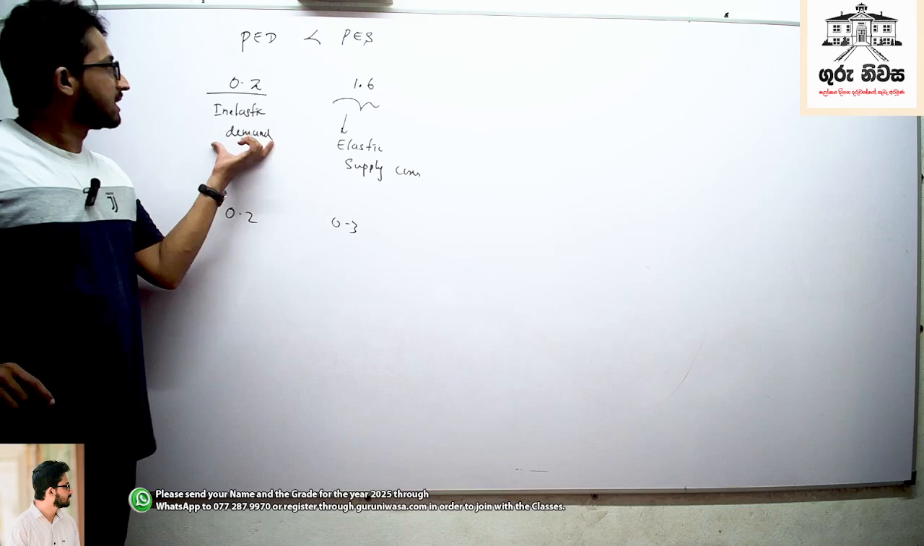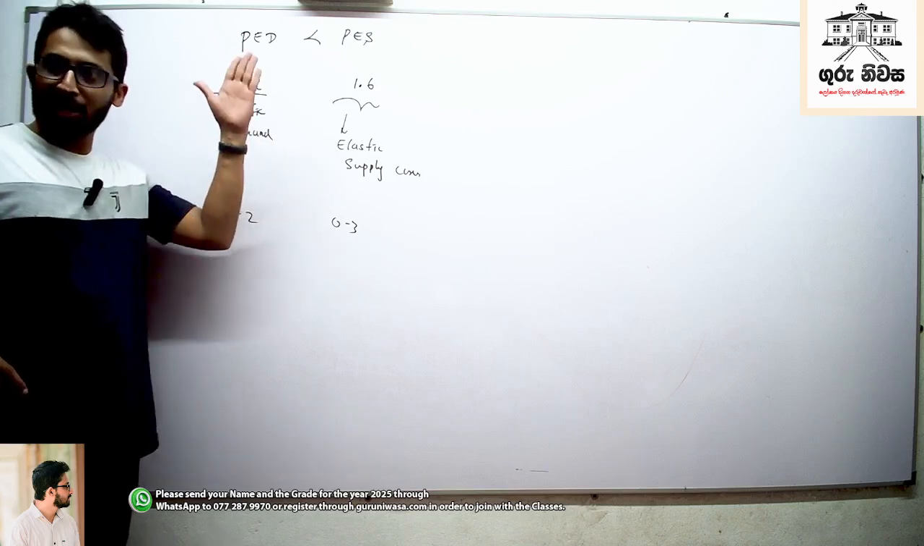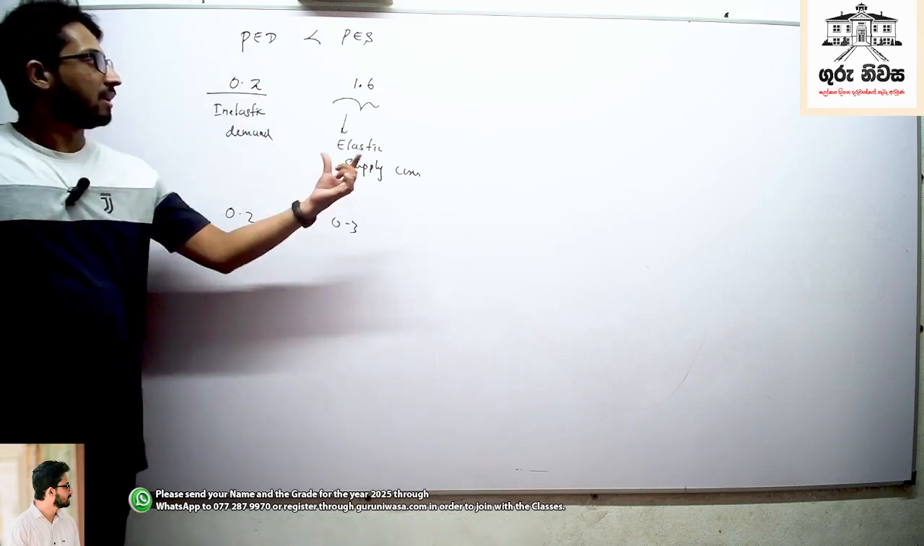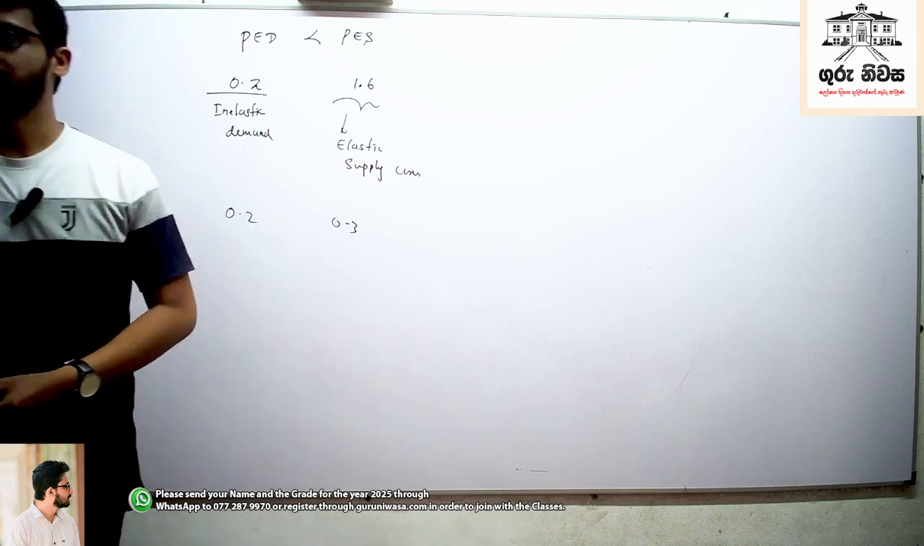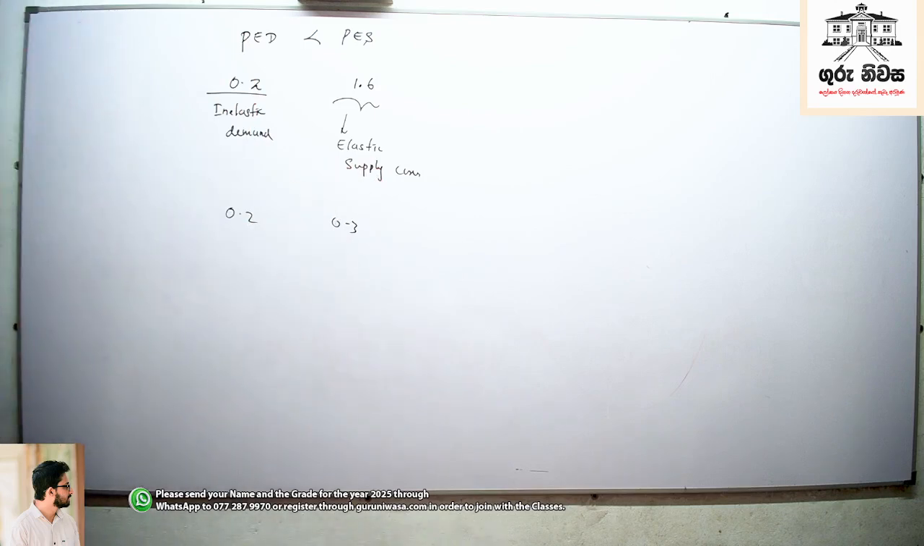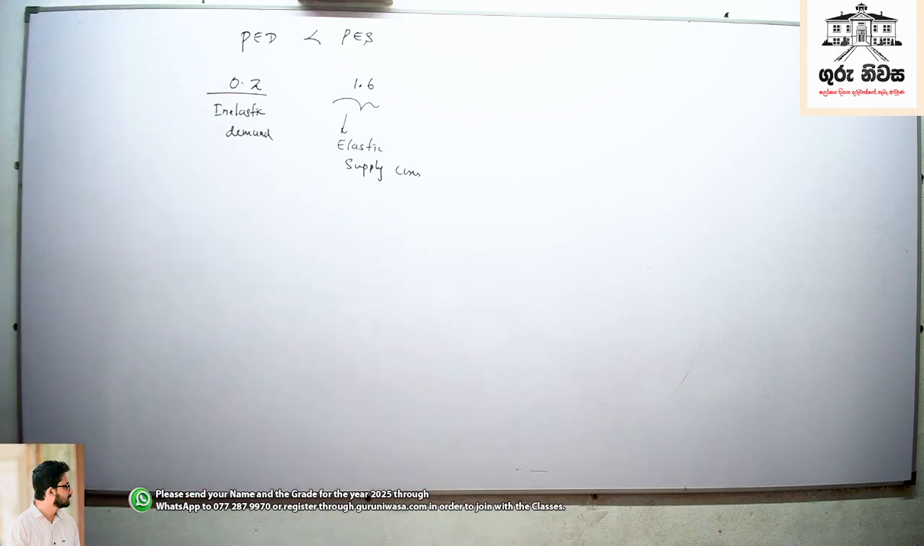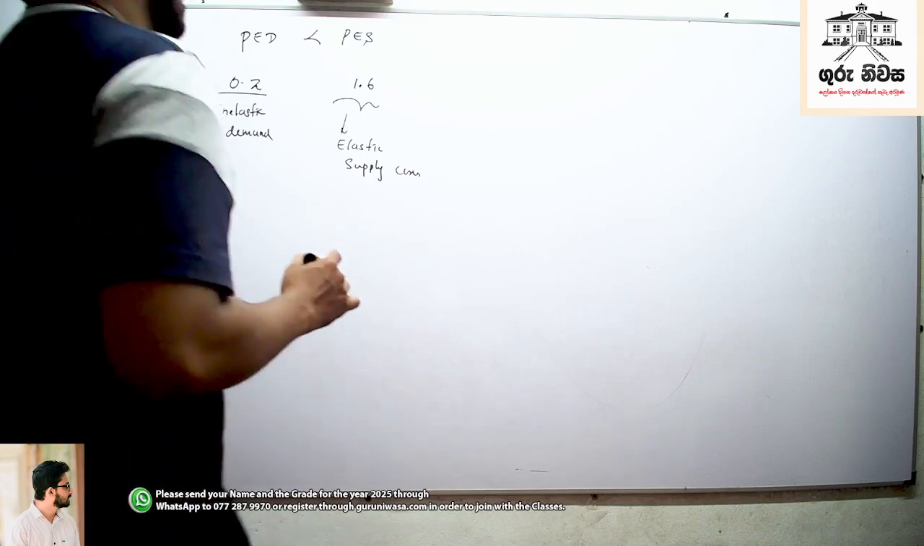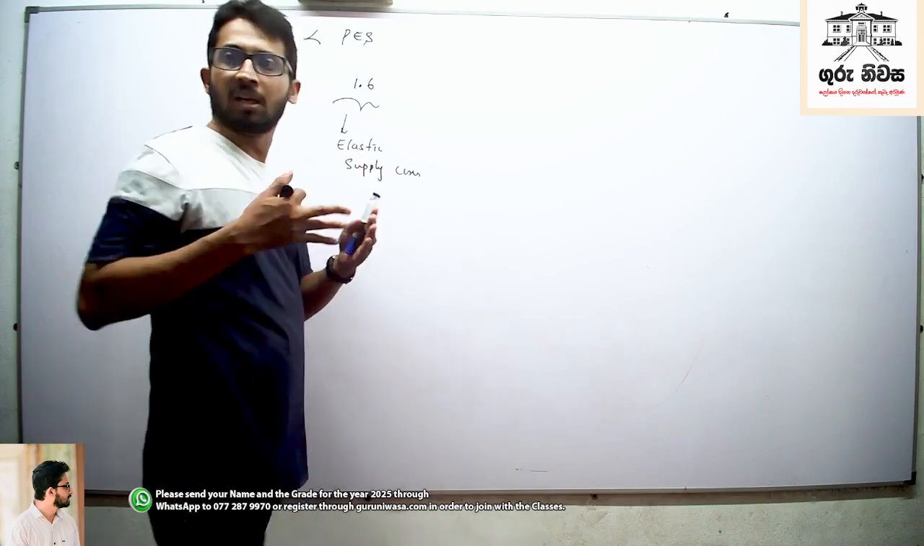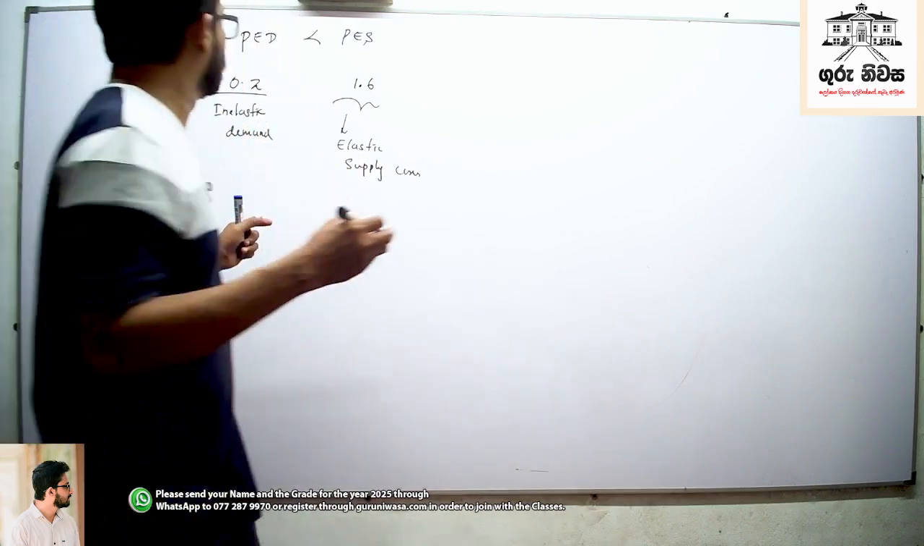So 0.2 means inelastic, then you can draw an inelastic demand curve. Here, an elastic supply curve. Did you get the point? Right? Just an example. Then, if PED is inelastic, how is the curve going? There's a shape.